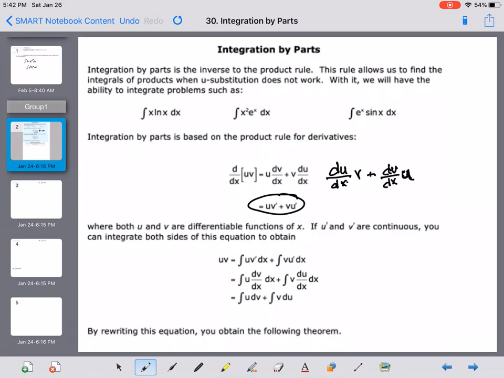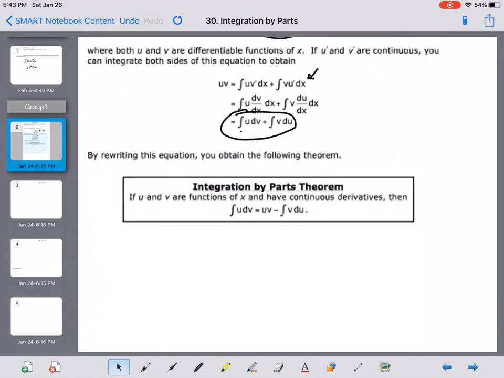So that means if u prime and v prime are also both continuous, we can integrate this function to get back to where we started because we know that the integral is the inverse operation of a derivative. So then we get something that looks like that. If we integrate this, we'll get back to that u times v. We can take this and rewrite it and create a formula for us that will allow us to take the integral of functions like up at the top.